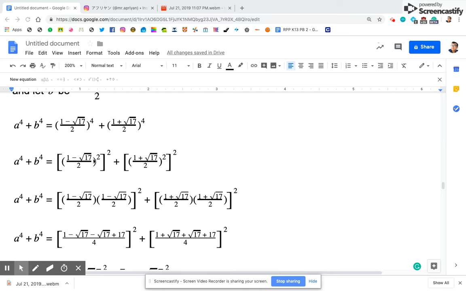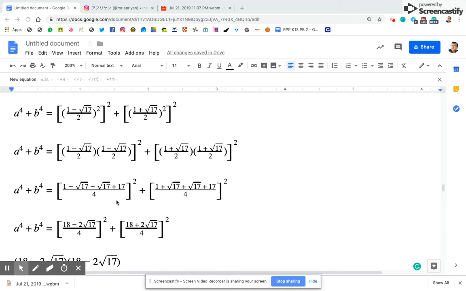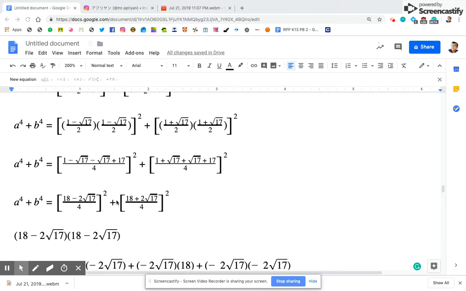Now, to make it easy, we can just expand 1 minus square root of 17 all over 2 squared here, and then finally we're going to square it again to make it to the power of 4. And let's simplify. Okay.